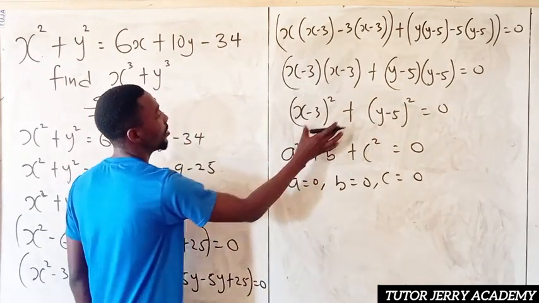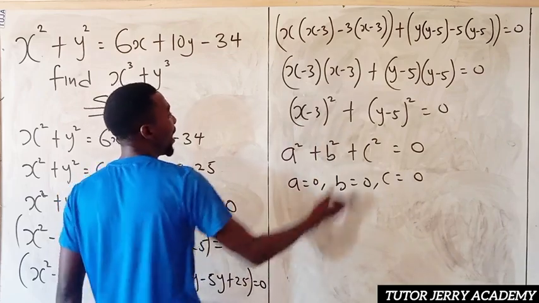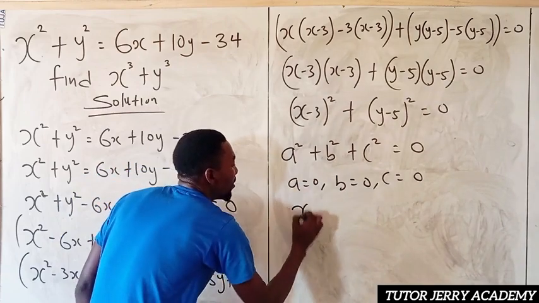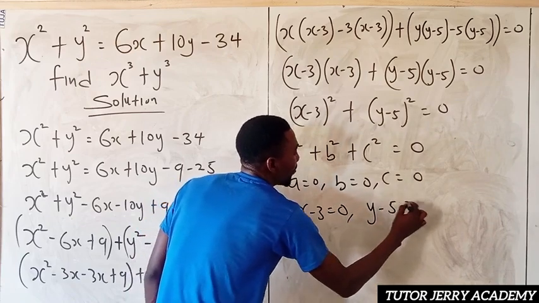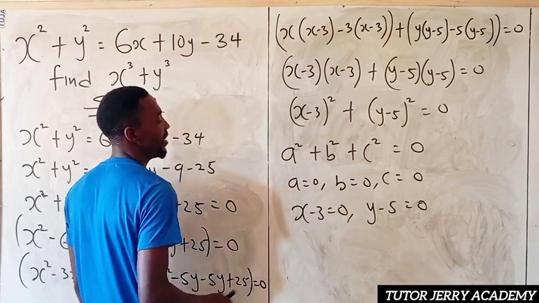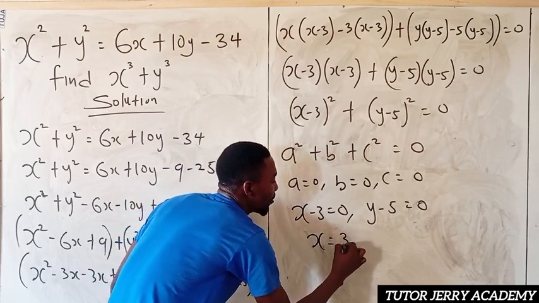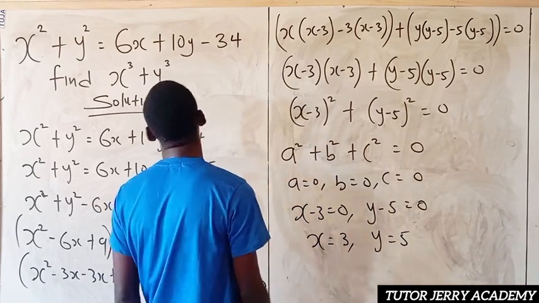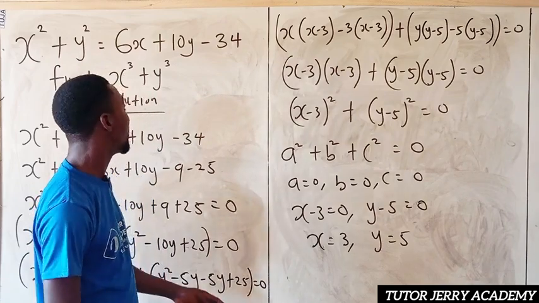All right. So now here it means that x minus 3 will be equal to 0 and y minus 5 will also be equal to 0. So if I move this to the other side, 0 plus 3 is 3. So it means x is equal to 3 and y is equal to 5. So the values of x and y are nothing but 3 and 5 respectively.